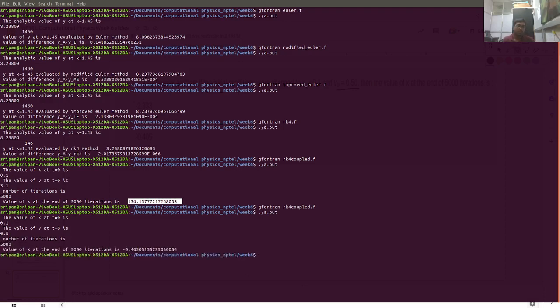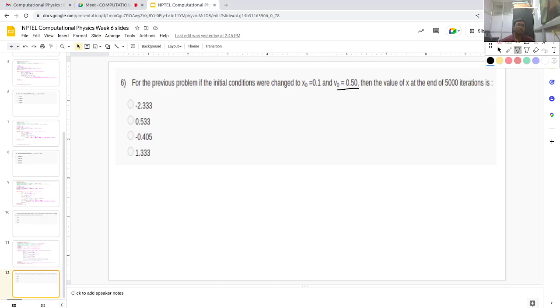So here you see we are getting this value of minus 0.405. Okay, so let us move on to the options as given before, and here you see minus 0.405 is there. So this will be the correct answer.